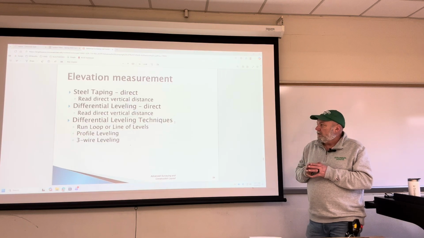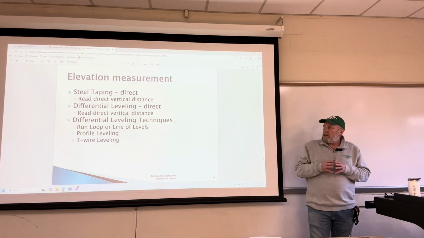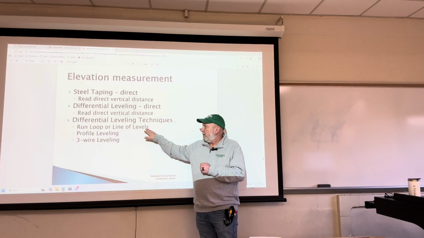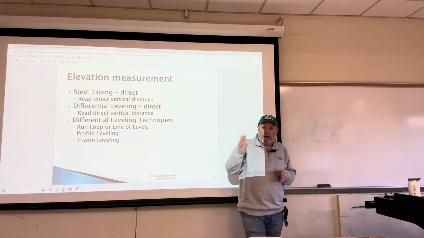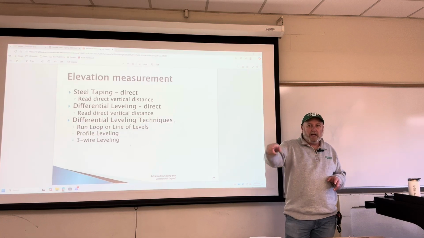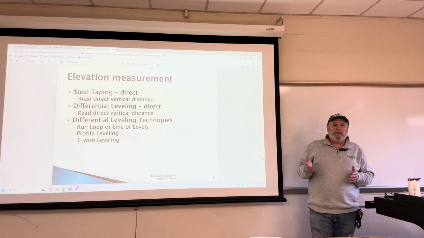Profile leveling is where we say take some side shots. So it's doing your regular differential leveling with level loops, but instead of traversing between points, you'll take some side shots as well. Those are kind of free floating. There's really no checks to those.